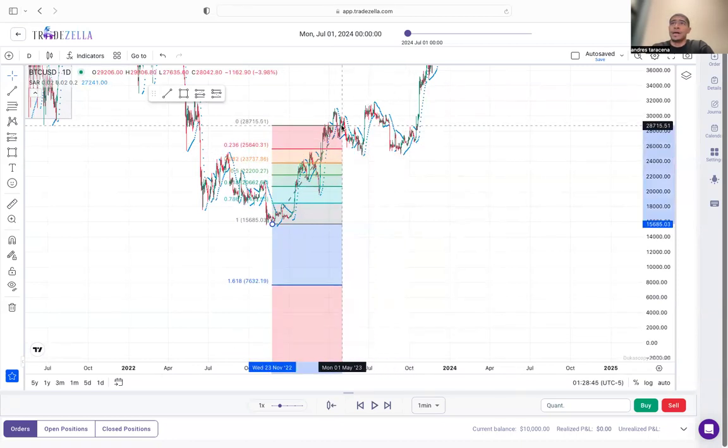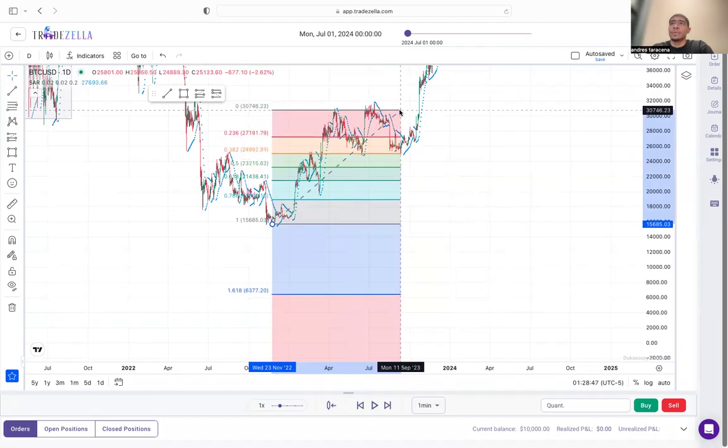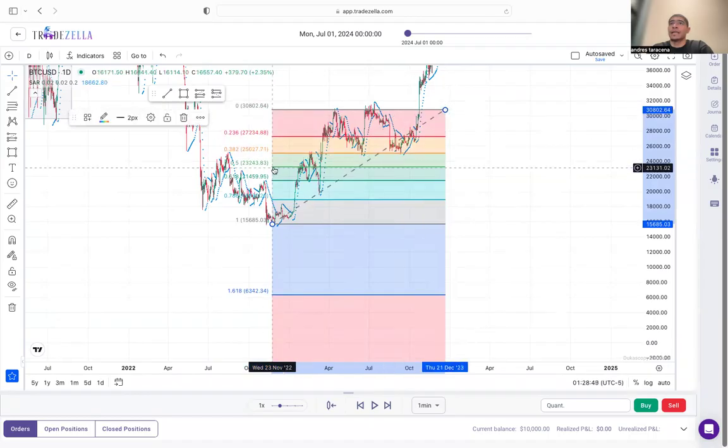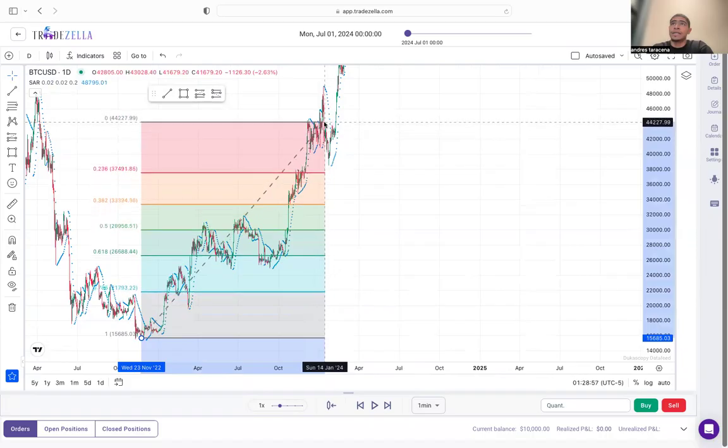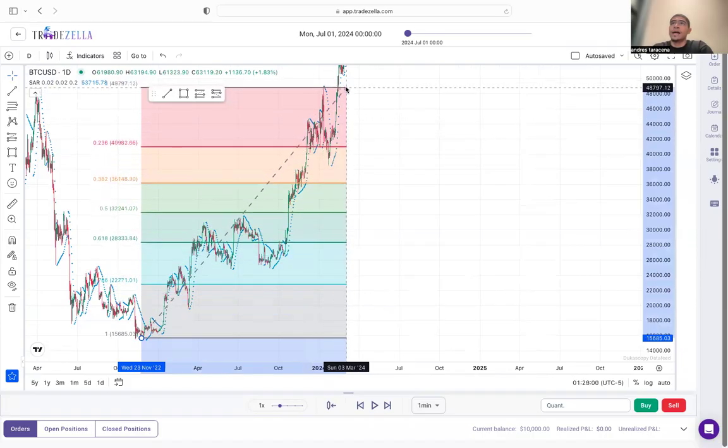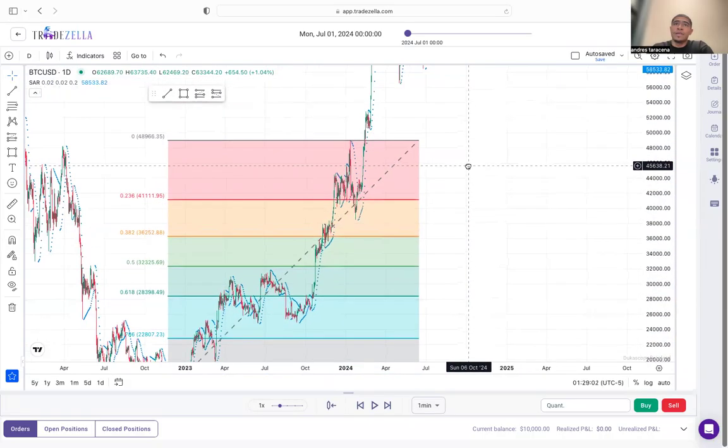Now we created this new high right here. So if we would have measured that out and we look at it, it never hit 50 again. It stayed above 38%. So that's a good indication it's going to continue. So say we kept measuring it and then boom, it created this new high. Did it hit 50? No.